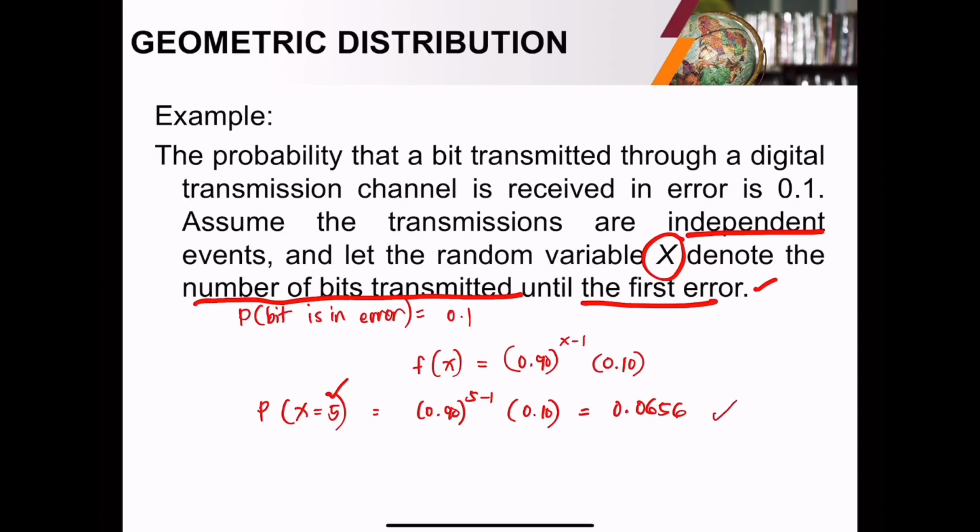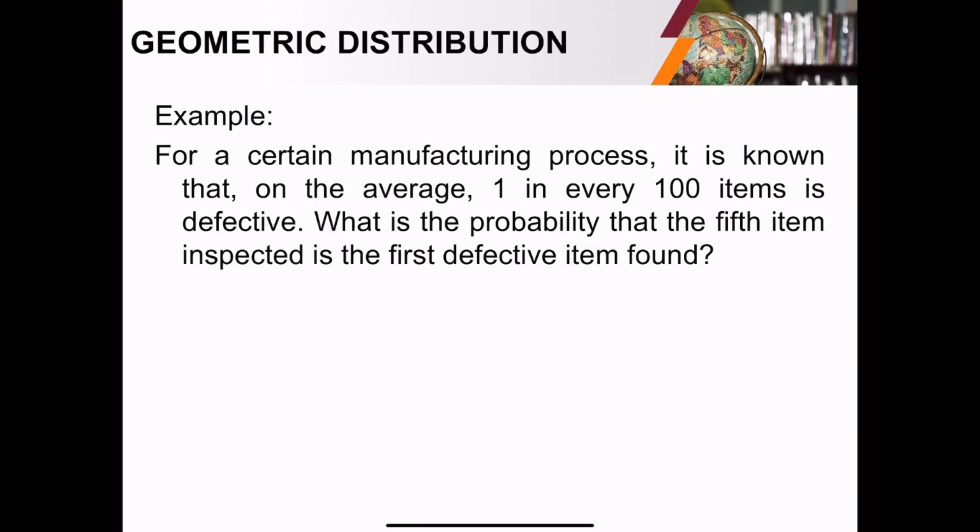Okay, so we can be asked in this problem about any number of bits. For example, what is the probability that the first bit transmitted is already erroneous? That means the probability of x equal to 1. If this happens, you get 0.9 raised to 0, right? Because 1 minus 1, and times 0.10. So you have 0.10. That means the probability that the first bit is erroneous right away is simply 10%.